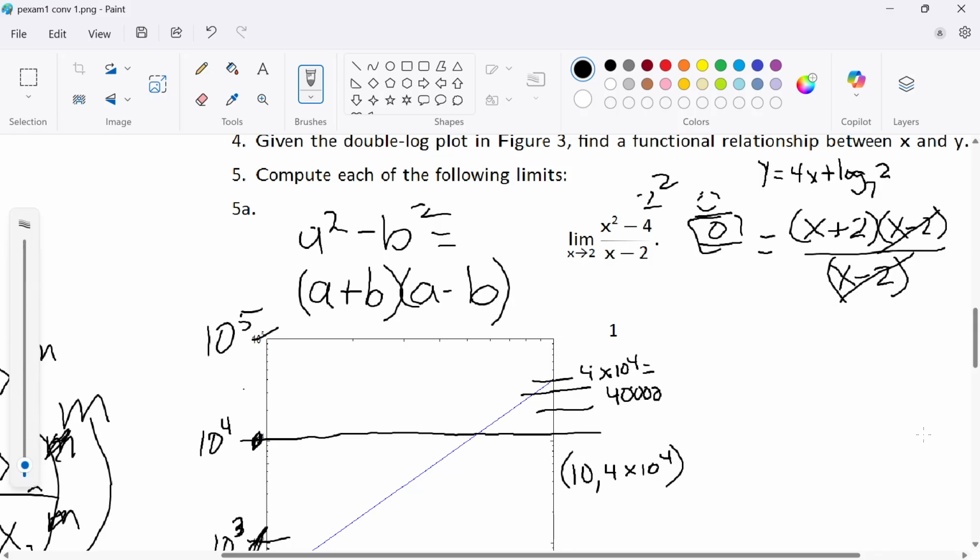Now I can plug that 2 in. 2 plus 2 equals 4. So the limit as x approaches 2 of x squared minus 4 over x minus 2 is 4.